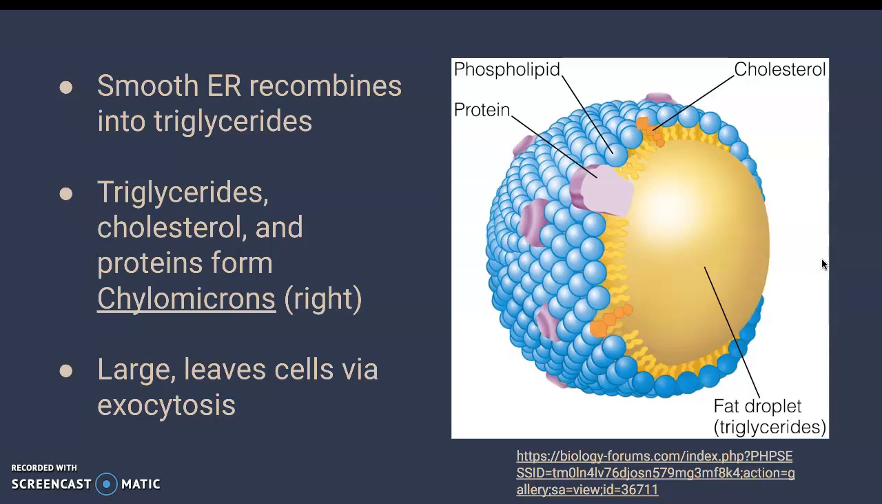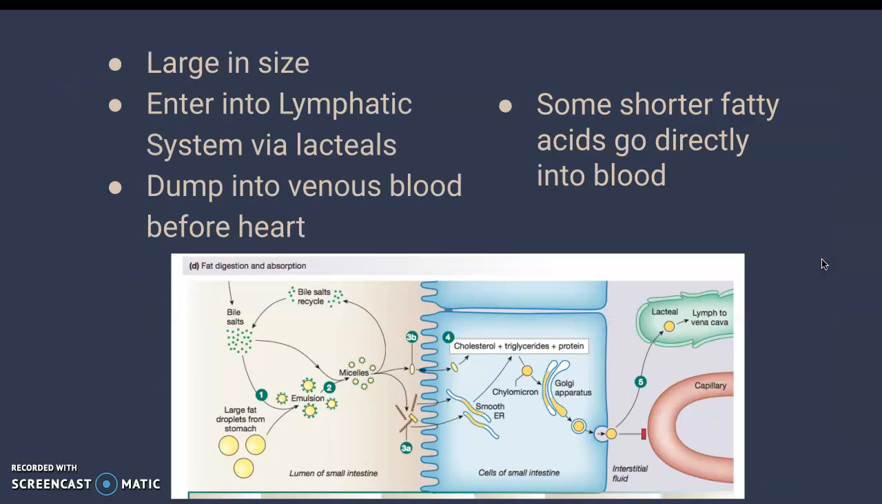So once these are ready to leave the cell and be absorbed into the body, chylomicrons are packaged by the Golgi apparatus and are leaving the cells in secretory vesicles via exocytosis. Because chylomicrons are so large in size, they cannot cross this basement membrane into the blood. So you see here you have the chylomicrons packaged by the Golgi apparatus. They leave the cell. However, because of their size, they can't cross into the capillary.